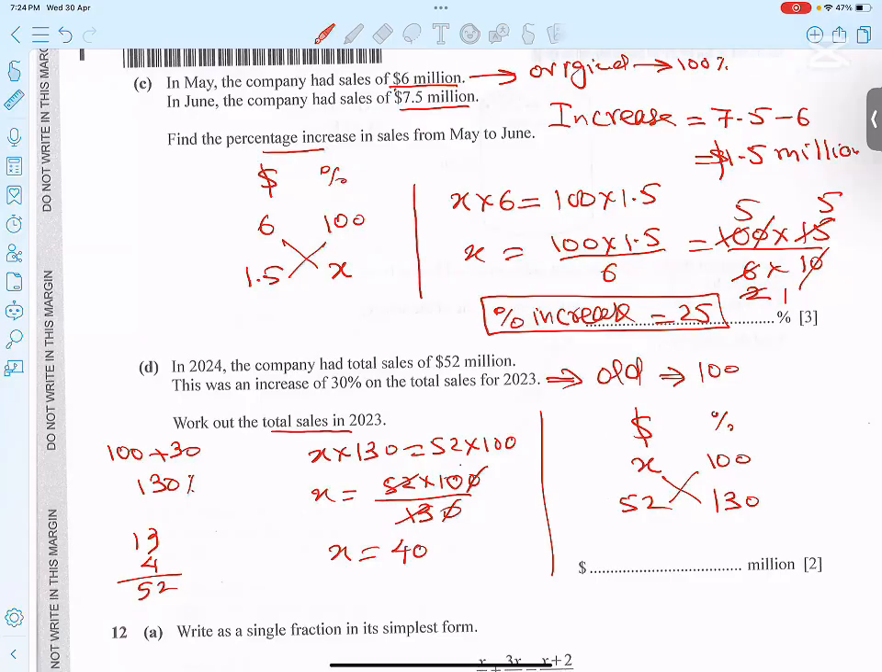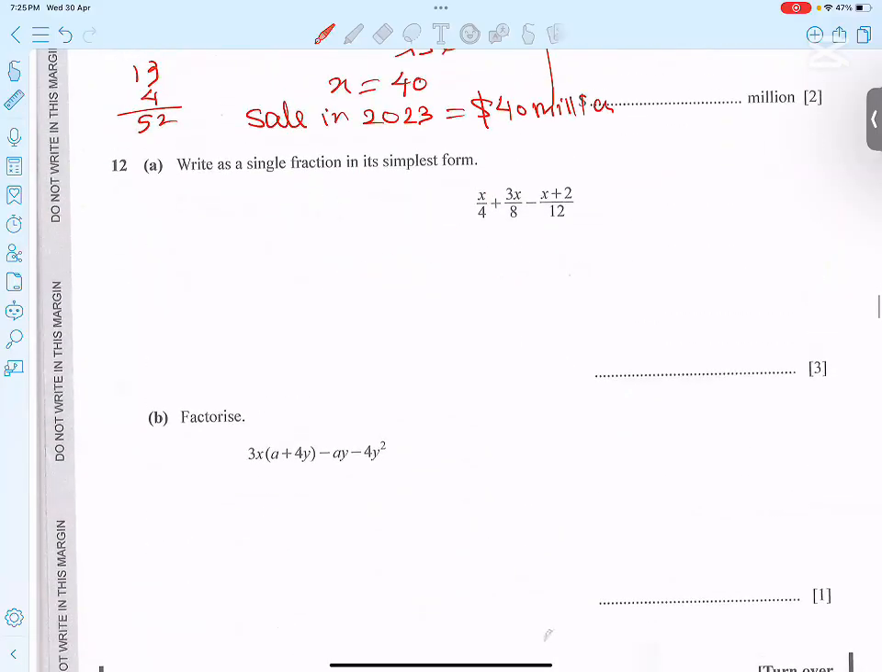So it means the old one, the sale in 2023, is dollar 40 million. I hope the concept is very clear. So two more questions on the same page.